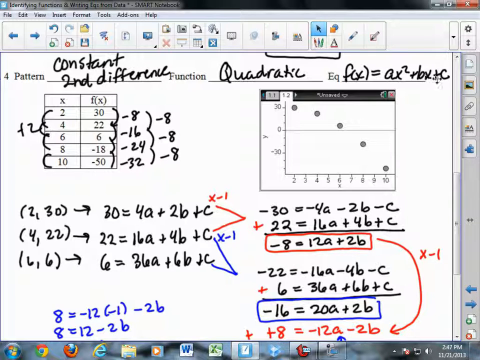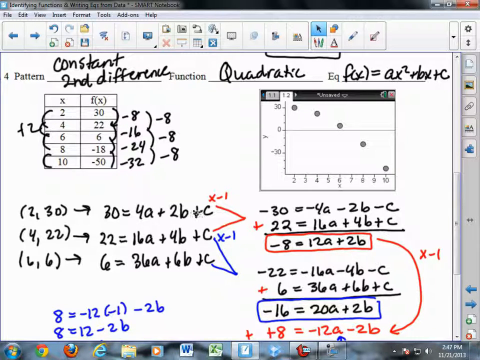So looking at my general equation, f of x equals ax squared plus bx plus c, there are 3 different parameters that I have to find, a, b, and c, which necessitates 3 equations. So I'm going to pick the first 3 points, substituting the x values in for x here and the y value in for f of x. So 30 equals 4a. Now where did I get the 4a? Well, x squared would be 2 squared, so that would be 4a. b times x, b times 2 would be 2b plus c.